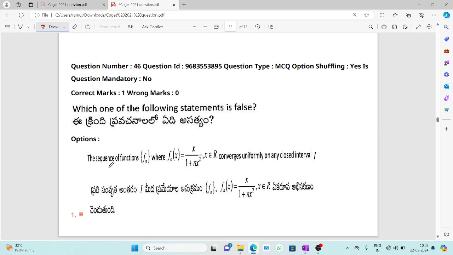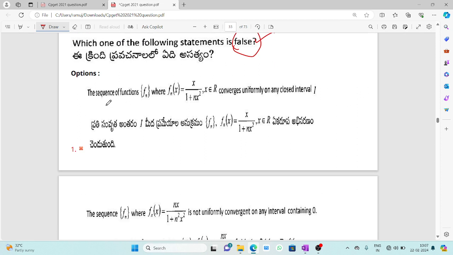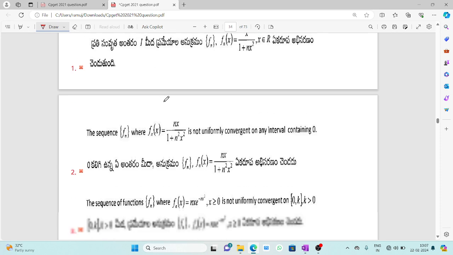The 46th one is asking which one of the following statements is false. He is asking for the false statement. So you should make sure whether he is asking for false or true. You should read the question carefully, and he is asking for the false statement.